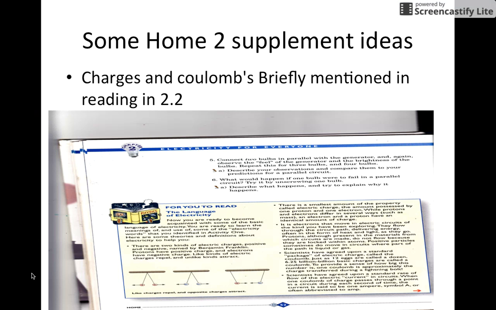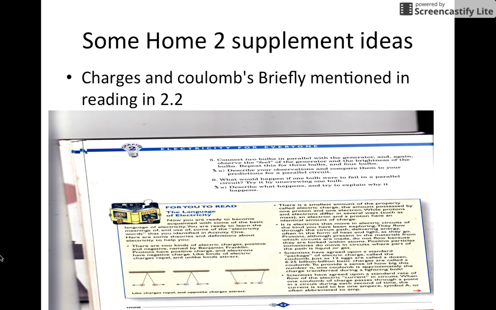All right, so now we're going to talk about some of the supplementary ideas you may want to implement into the Home chapter 2 unit after you got through the first lessons there. As I mentioned in the previous video, you might want to skip 2.6 and 2.7, or at least just briefly go through those and then do a lot of supplement activities, because static charges and Coulomb's law is briefly mentioned in a read-in in activity 2.2, but there's not a lot of content given for students, and there's some important stuff that they need to know.